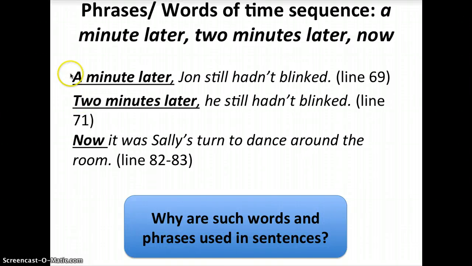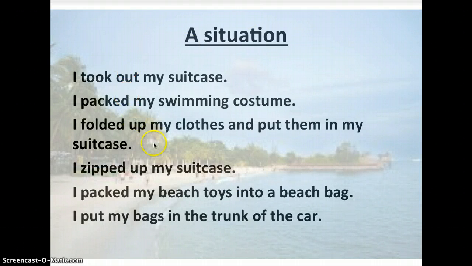Well, having these time sequence words and phrases provide the reader with more information about the actions. Let me explain further. Take a look at this situation here. Let's say Madam Chia went for a holiday in Sentosa, the sunny island of Sentosa with its clear waters and nice sandy beach. These were my actions.